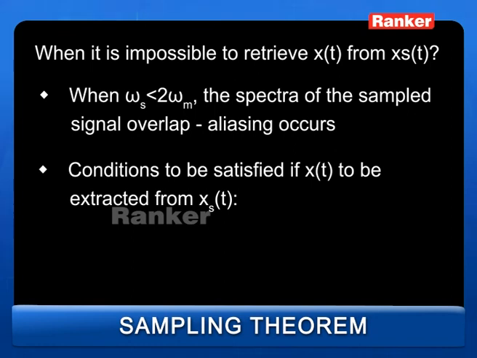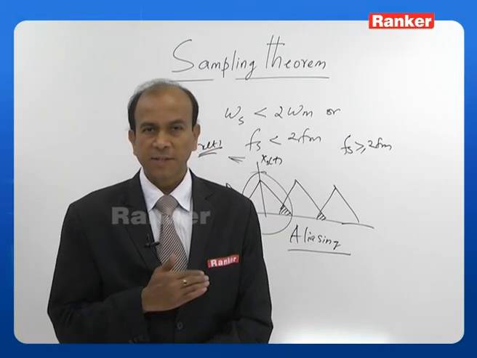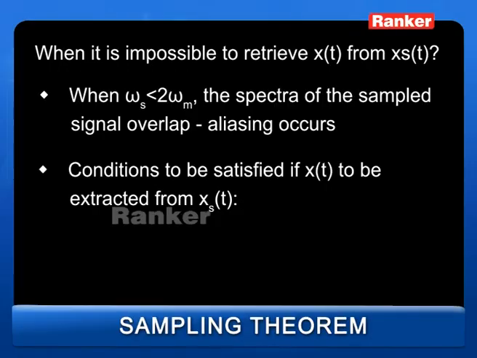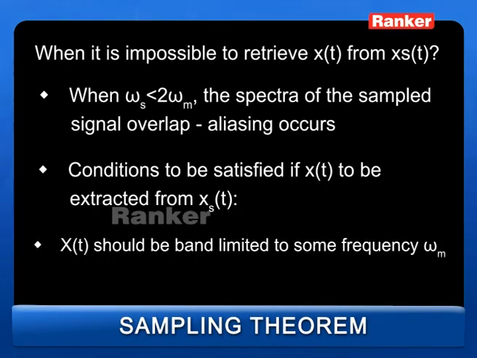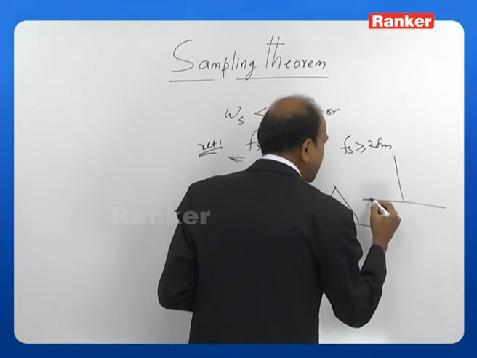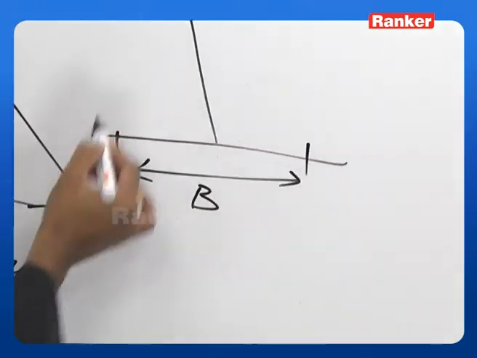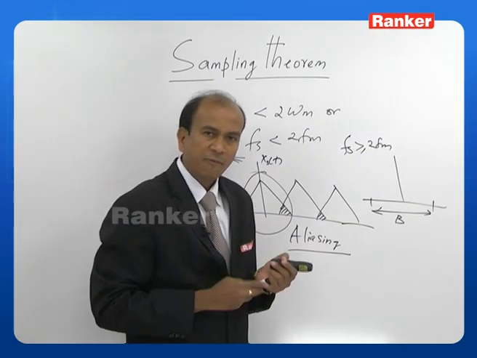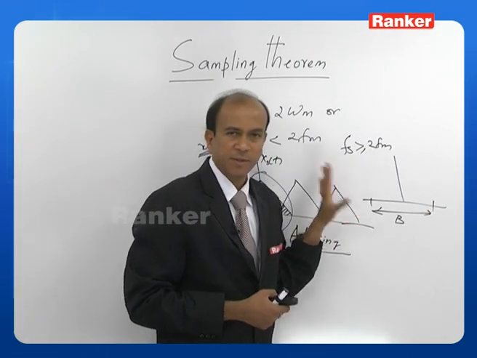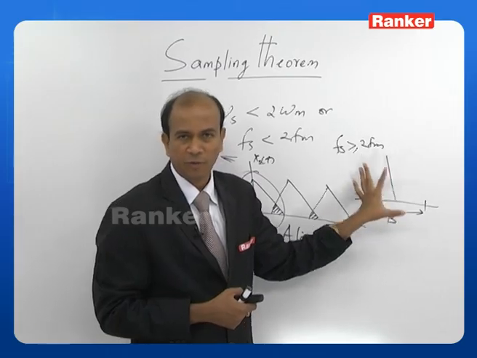Second condition we will see. If I want to extract the signal x of t from x_s of t, what do I need? The first point is x of t should be band limited to some frequency omega m. That means there is a band limitation to the signal. X of t must be limited to a certain band. Let us say I have a signal which is limited to a certain band only. So, this is where you have a limitation. That means your function does not exist beyond this or beyond this. So, this should be satisfied first of all.